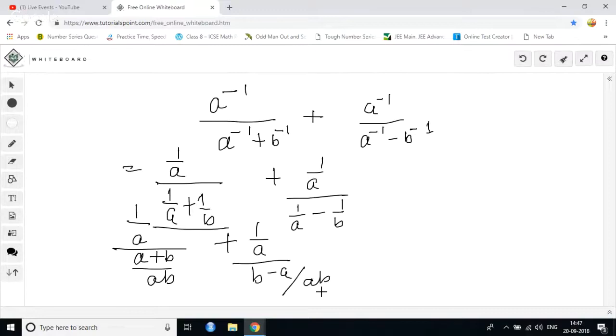Now how do you solve this? You see here, this 1 by a has been divided by a plus b divided by ab. Now how do you simplify it? Division means multiplication by the opposite fraction, the inverse fraction. So I am multiplying 1 by a with the inverse of this, which is ab by a plus b, and this would be plus 1 by a, sorry. Just give me a moment.